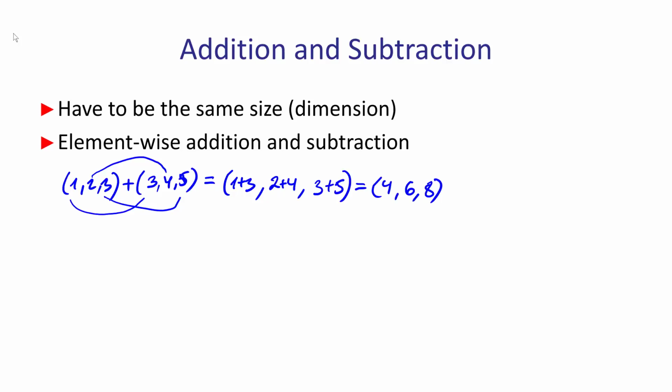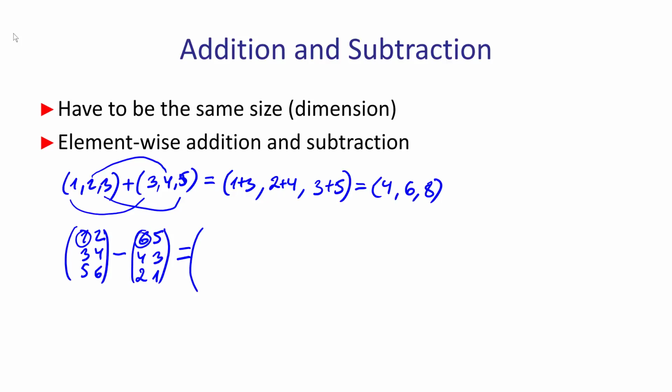Another example. You have matrix 1, 2, 3, 4, 5, 6. You want to add, or let's try to subtract, another matrix of the same size, same dimension. So the number of rows and number of columns should be the same. Let's say 6, 5, 4, 3, 2, and 1. So we're doing that element by element.